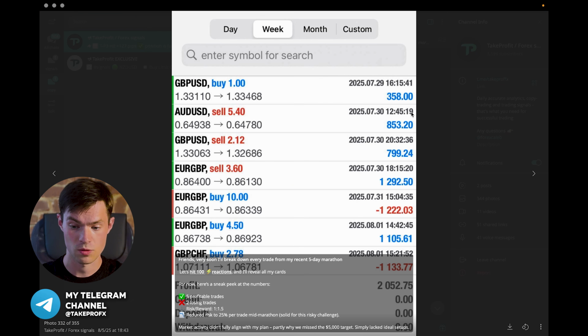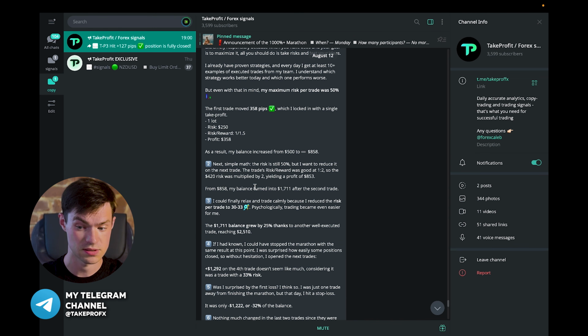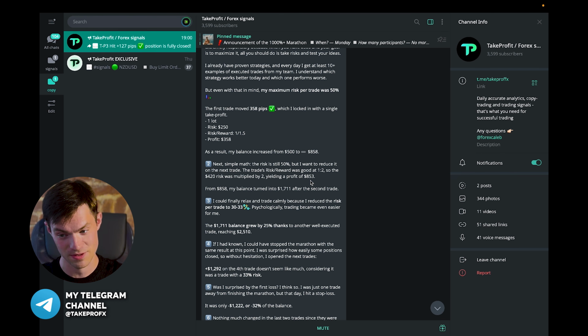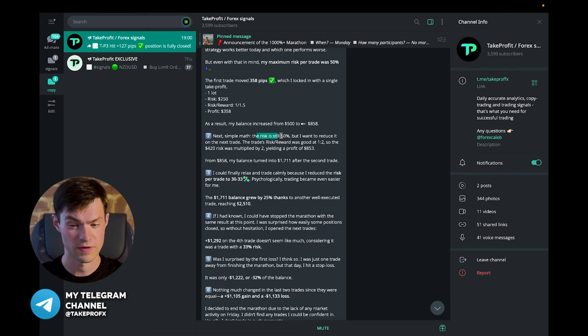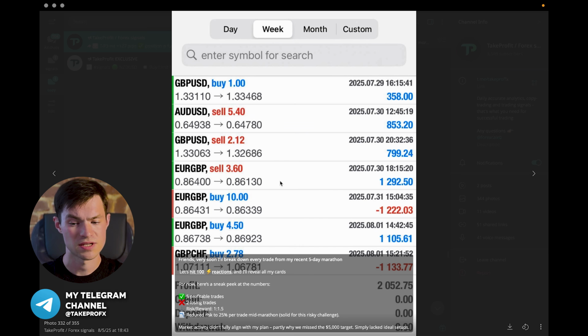On this position I earned 853, and you will be surprised, but this is a key position that allows me to significantly increase my balance from 858 to about 1600. And the risk here was also 50% per trade. Moving on to the third position. Let's not get too long. Let's move on to the third trade.